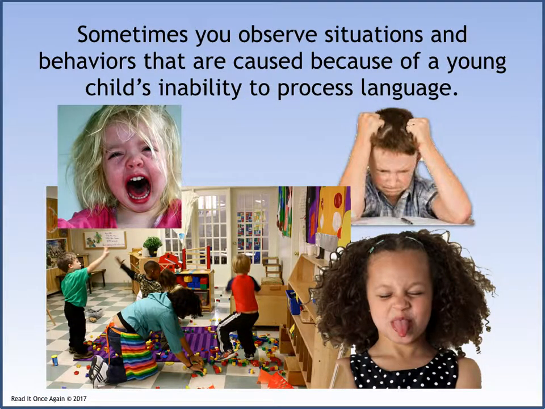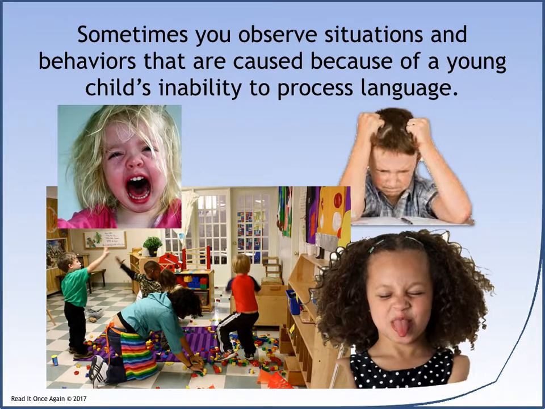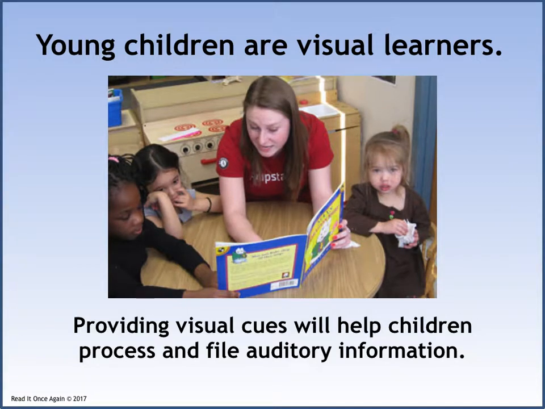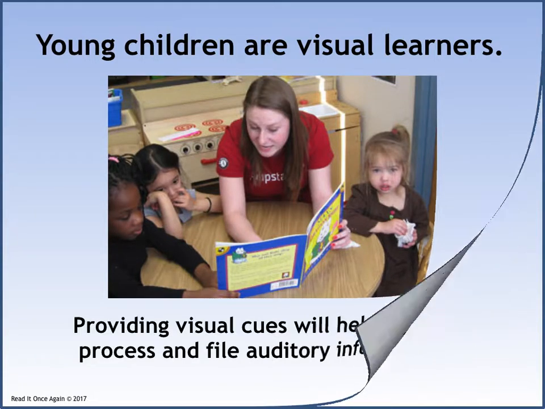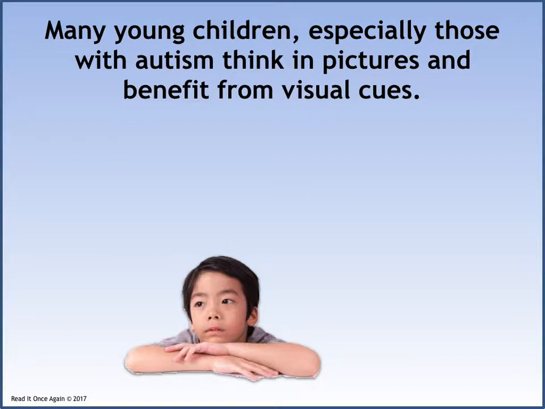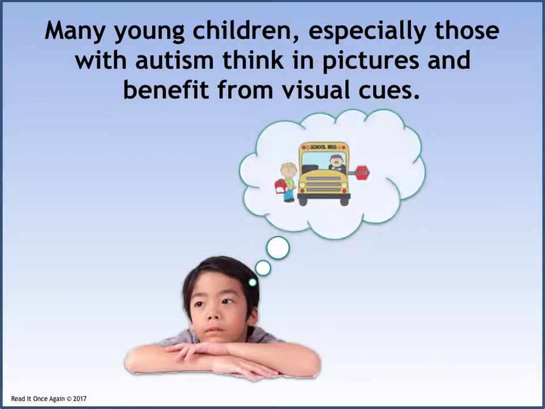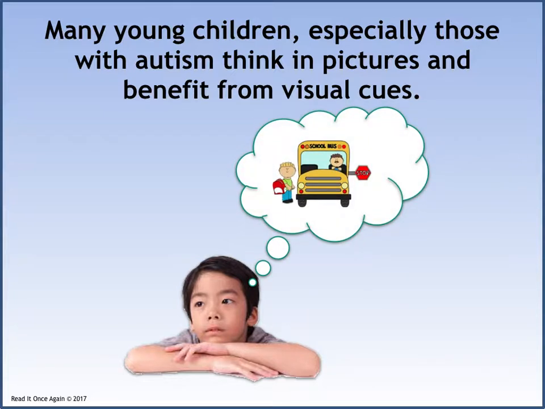Sometimes you observe situations and behaviors that are caused because of a young child's inability to process language. Young children are visual learners. Providing visual cues will help children process and file auditory information. Many young children, especially those with autism, think in pictures and benefit from visual cues. Visual cues are the stepping stones to creating receptive and expressive language.